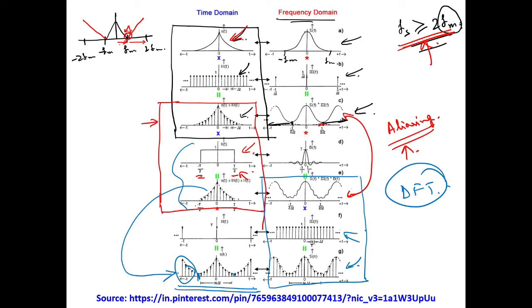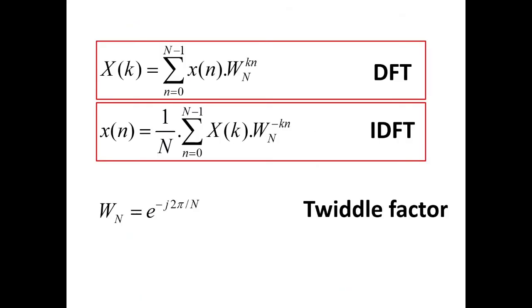So we have to band limit, we have to time limit, we have to sample the signal in the time domain, and we have to sample the signal in the frequency domain also. This is the gist of the discrete Fourier transform.